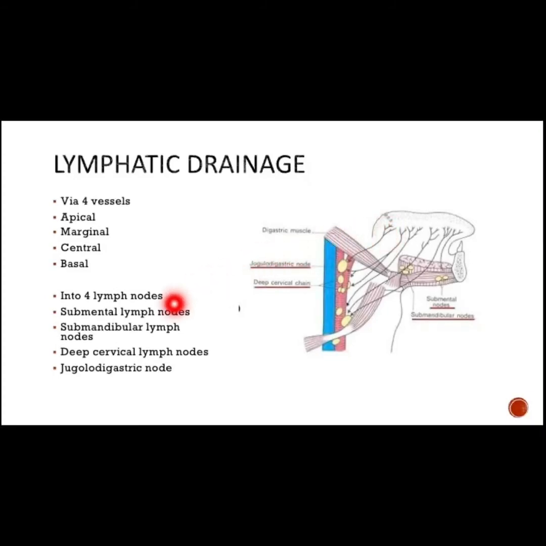These vessels drain into 4 types of lymph nodes, mainly the submental, submandibular, deep cervical lymph nodes and jugulo-digastric lymph nodes. The apical vessels drain into the submental lymph node. The marginal vessels drain into the submandibular lymph node. The central vessels drain into the deep cervical lymph node, whereas the basal vessels drain into the jugulo-digastric nodes and the upper cervical lymph nodes.